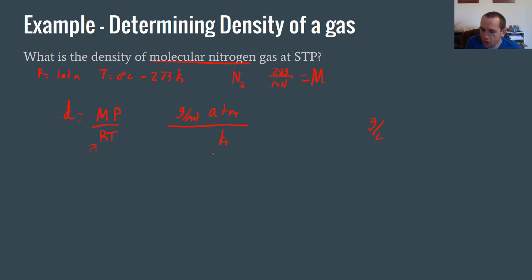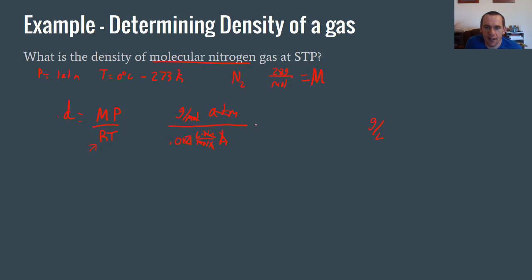So what we're going to choose is R is 0.0821. We're going to use 0.8206 or 0.0821 liter atmospheres per mole Kelvin. Right? Now that mole cancels that mole, that Kelvin cancels that Kelvin, that atmosphere cancels that atmosphere, and we are going to be left with grams per liter.